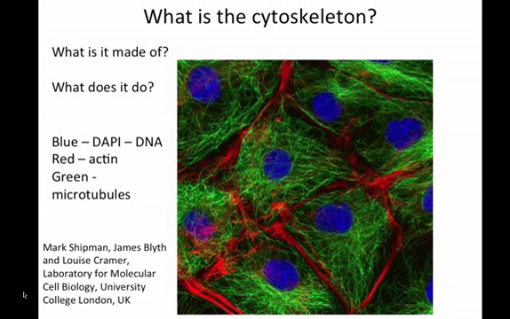So here you've got blue. Blue is DAPI, which stains the DNA. Red is actin. And green are microtubules. So how many cells do you think we have here? 9. Okay, good. So you guys are getting good at orienting yourself.